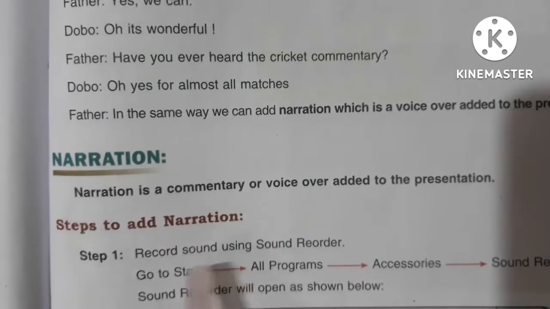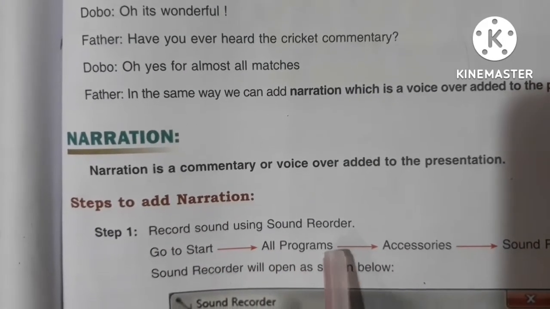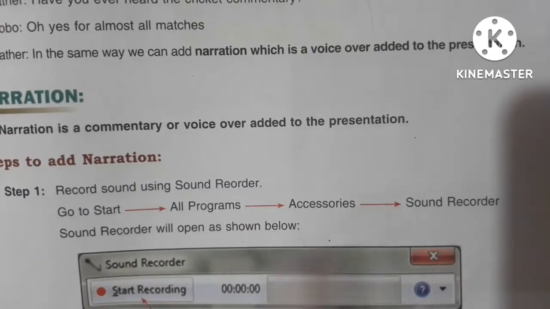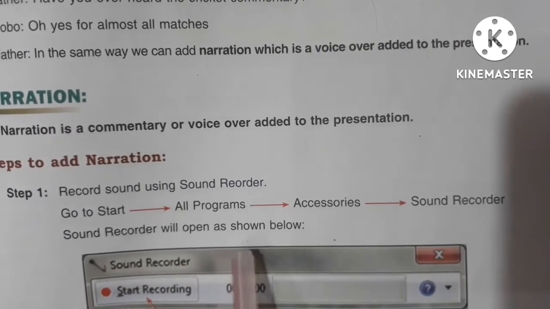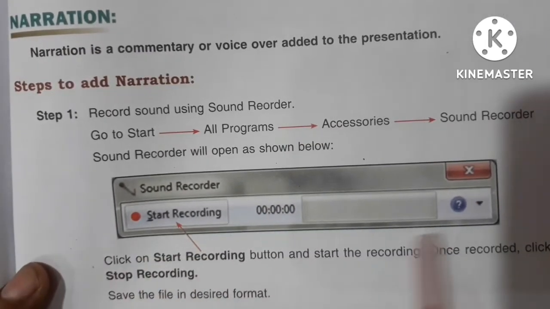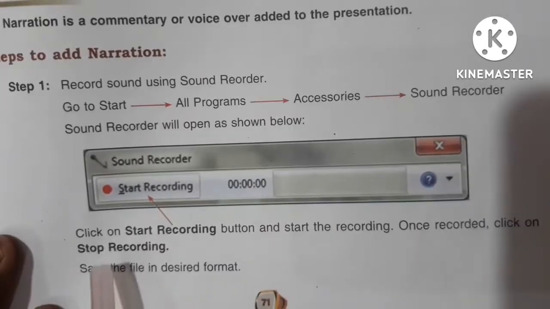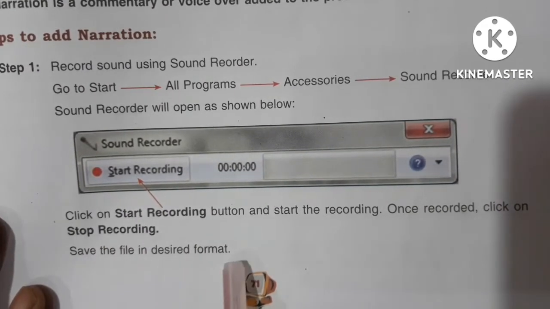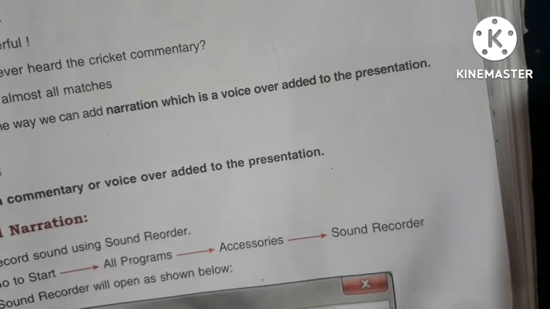Steps to add narration. Record sound using Sound Recorder. Go to Start, All Programs, Accessories, Sound Recorder. Sound Recorder will open as shown below. Here this is a sound recorder. Click on the start recording button and start the recording. Once recorded, click on stop recording. Save the file in the desired format. Anywhere you may save this.